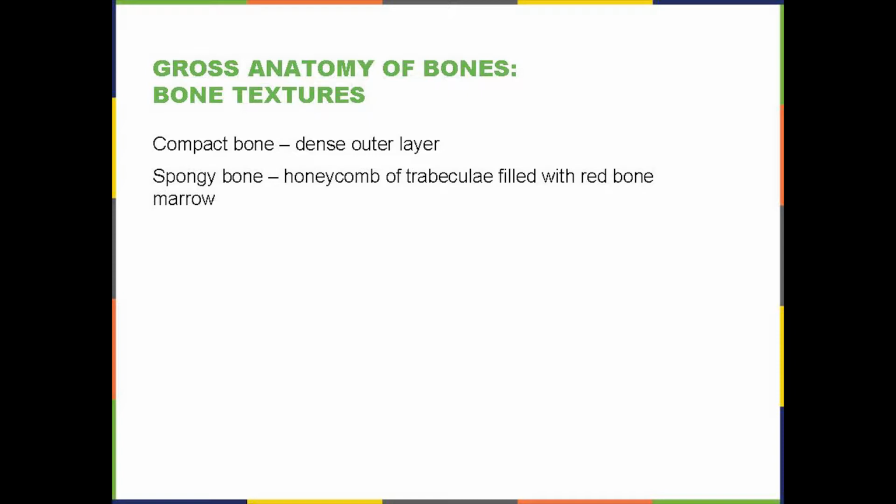Compact bone is the dense outer layer. Spongy bone looks like a sponge. Think of a sponge, and you see all those holes and crevices, and the walls of the sponge are going all different directions. That's spongy bone. It's also called cancellous bone.